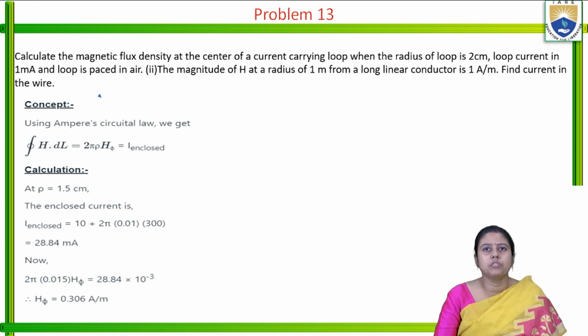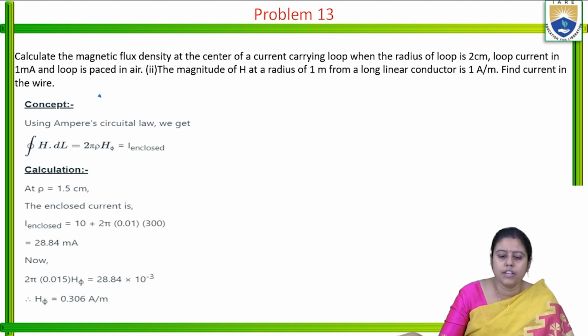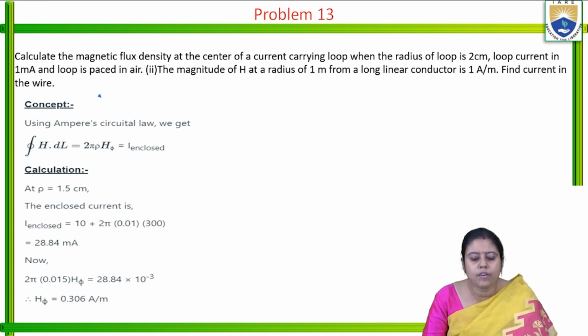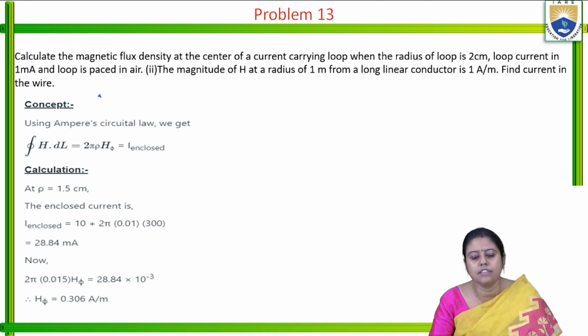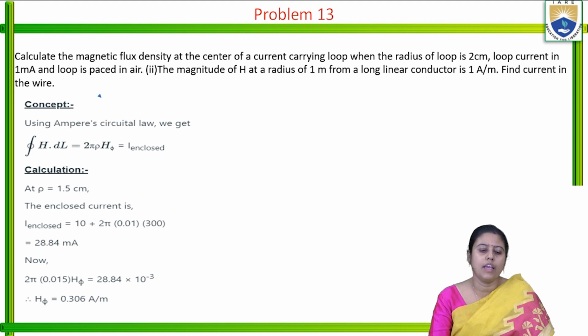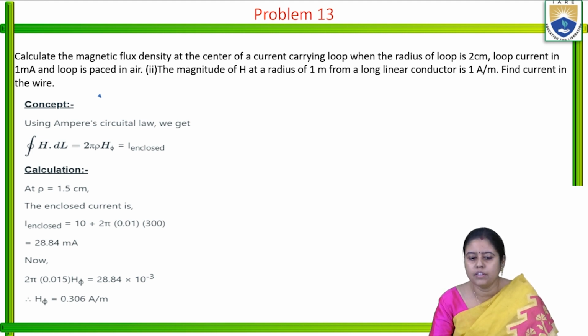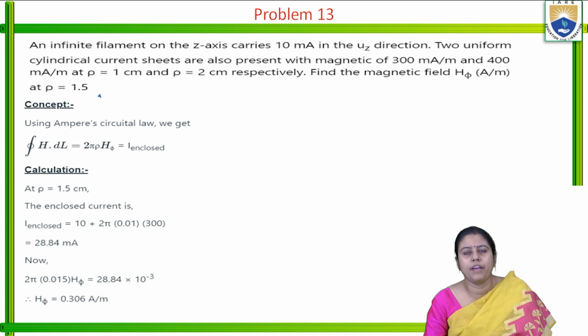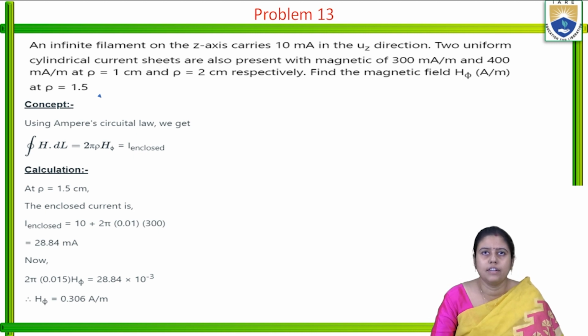So again we will use this equation, closed integral of H dot dl is equal to I enclosed. We are using the Ampere circuital law to calculate the current. But what is H dot dl? H dot dl is nothing but 2 pi rho, where rho is the radius, into H. So what is given in this problem? Sorry. So we will start problem number 13. An infinite filament on the Z axis.